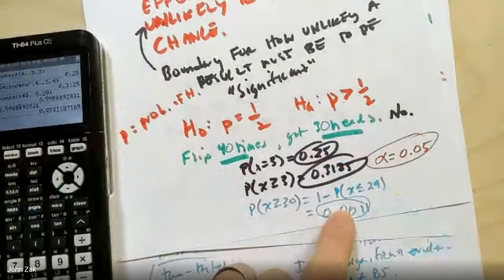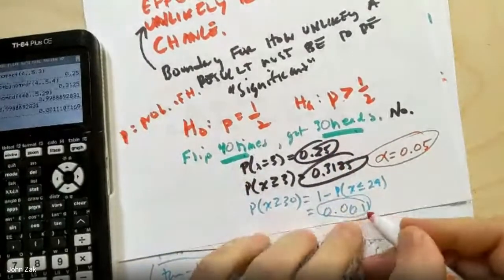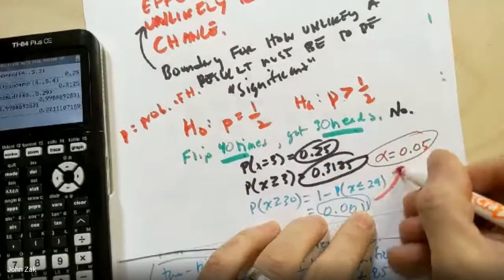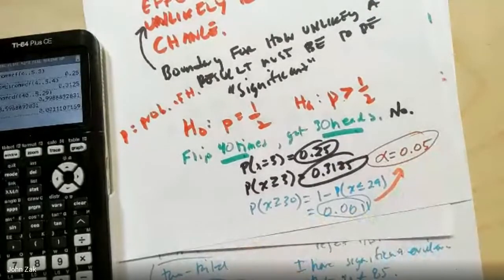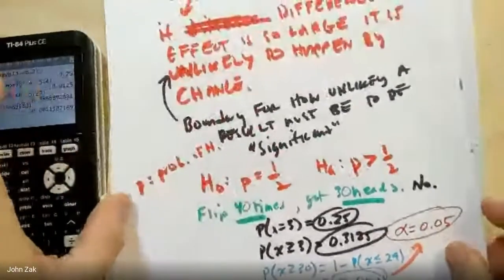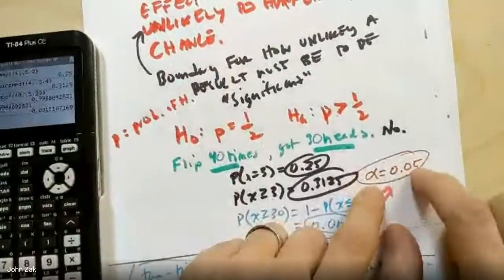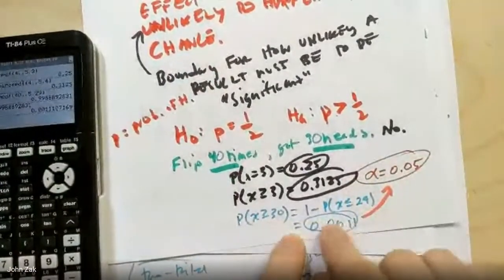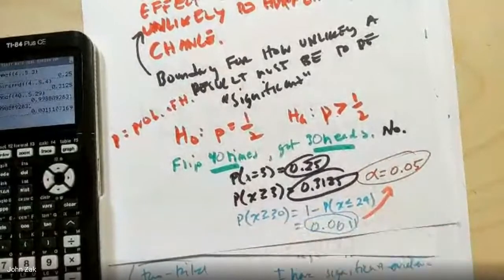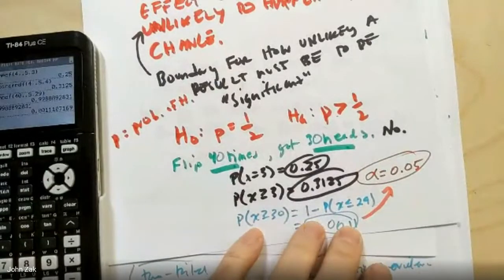Heck to the yeah, 0.001 is way smaller than alpha, which is 0.05. And that is going to become significant for us. Why? Well, this is our boundary. Anything below this would have become significant. This ended up being way, way below our boundary. And so there we go.